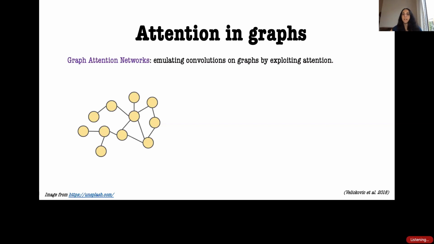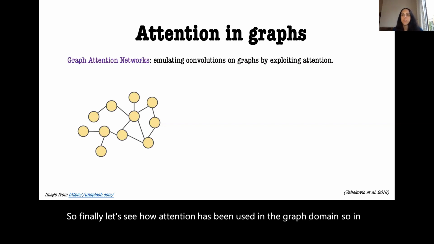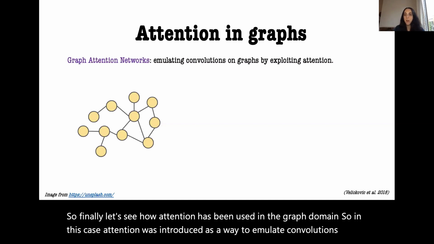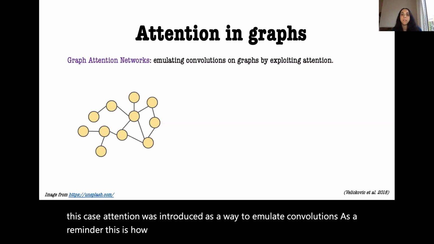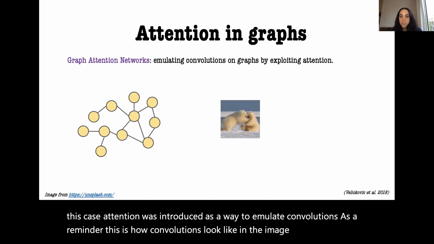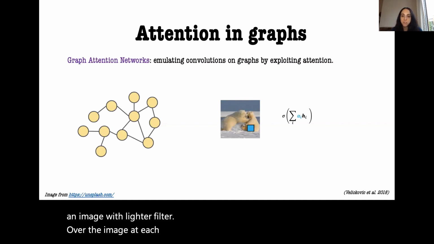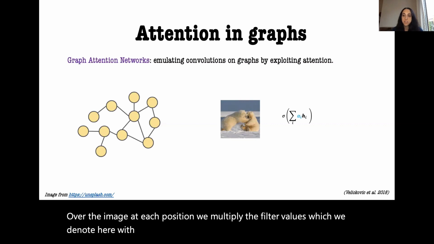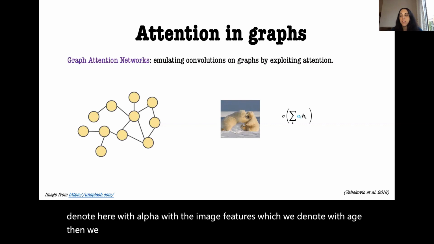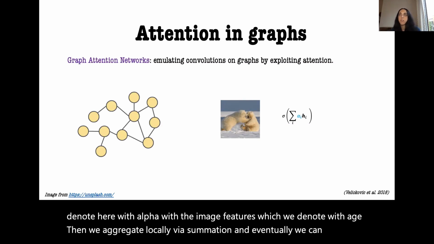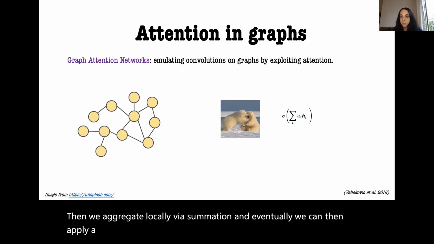So finally, let's see how attention has been used in the graph domain. In this case, attention was introduced as a way to emulate convolutions. As a reminder, this is how convolutions look like in the image domain. Given an image, we slide a filter over the image, and at each position, we multiply the filter values, which we denote here with alpha, with the image features, which we denote with H. Then we aggregate locally via summation, and eventually we can apply a nonlinearity denoted here as sigma.